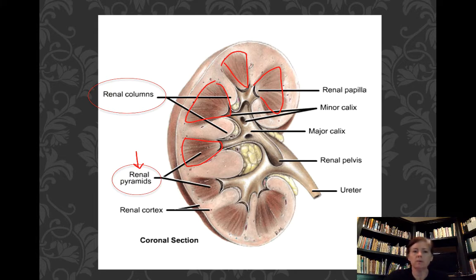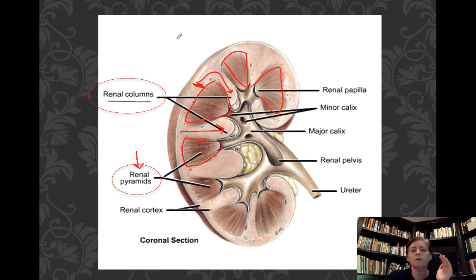And a lobe is going to consist of a renal pyramid, which is going to be this darker colored triangular shaped structure. And then in between the renal pyramids, we have the renal columns. And so basically this is cortical tissue. So remember the cortex is the outer third of the kidney. Well, in between the pyramids, the cortical tissue travels down and it invaginates in between those renal pyramids. The renal columns are cortical tissue that have traveled down in between the pyramids.